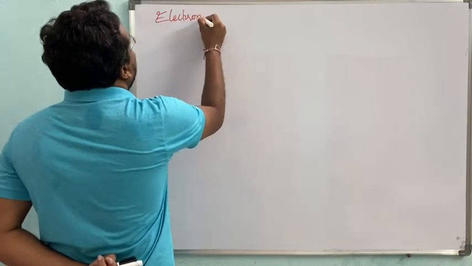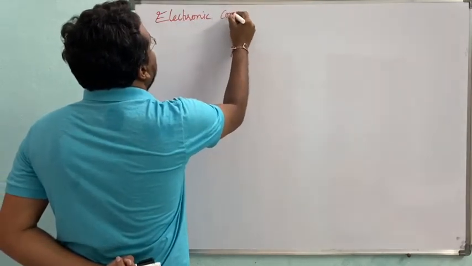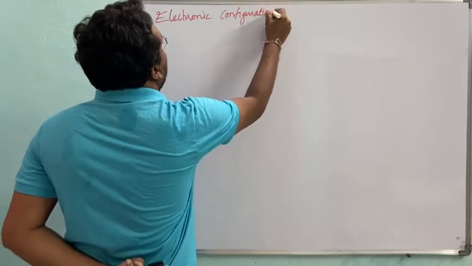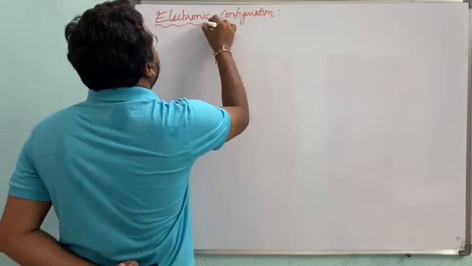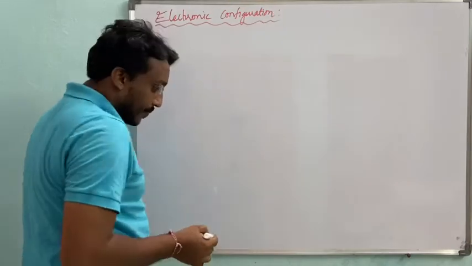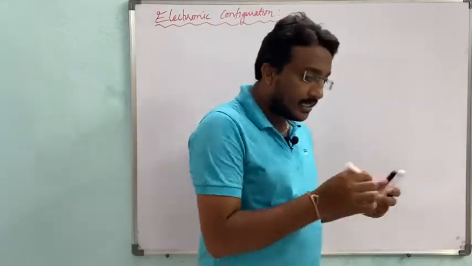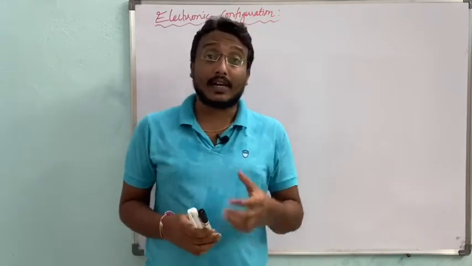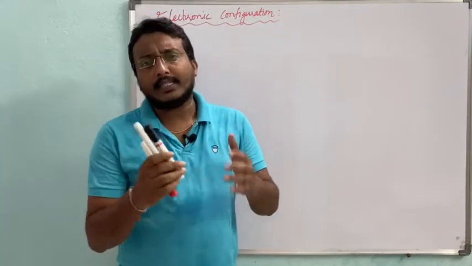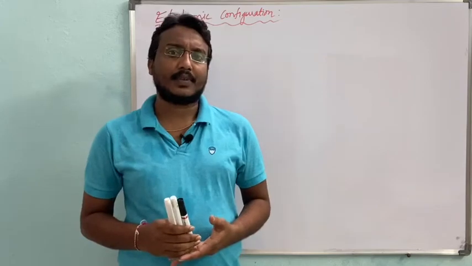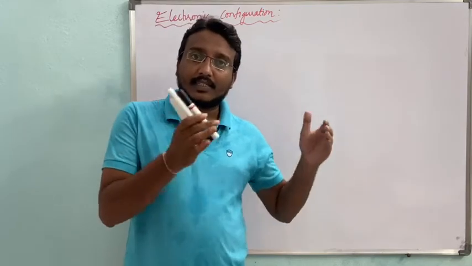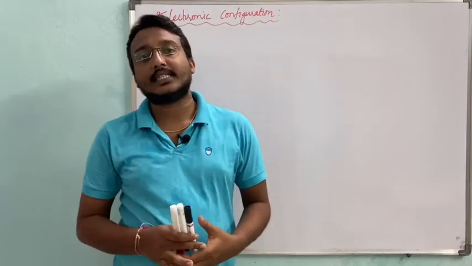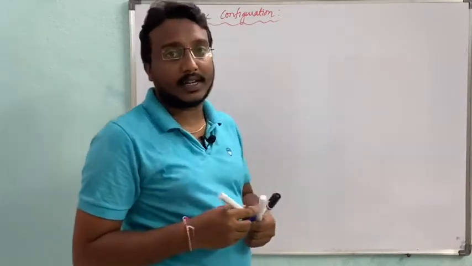electronic configuration. What is electronic configuration? The arrangement of electrons in shells, subshells, and orbitals is called electronic configuration.